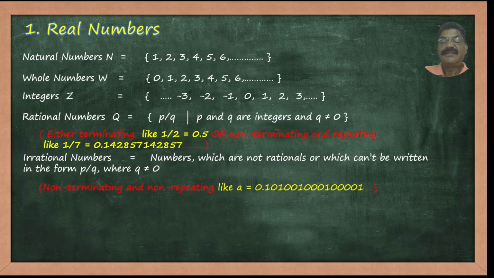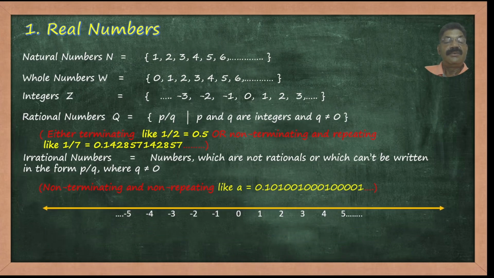Like a is equal to 0.10100100010000 and so on. So every time the number of zeros increases. Therefore, it is non-terminating and non-repeating. Therefore, it is an irrational number.